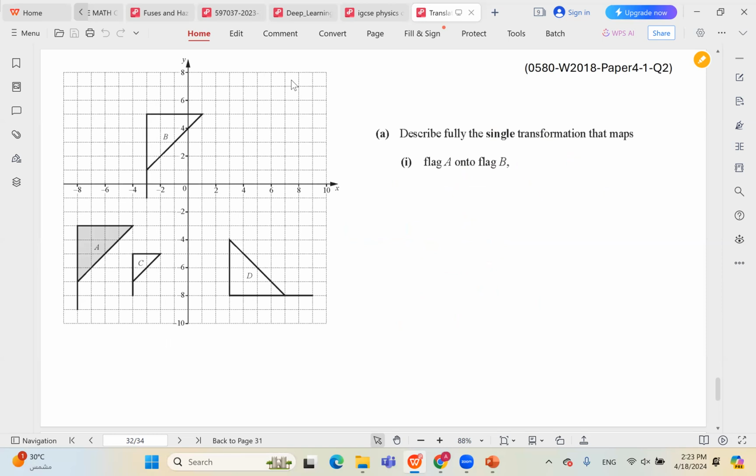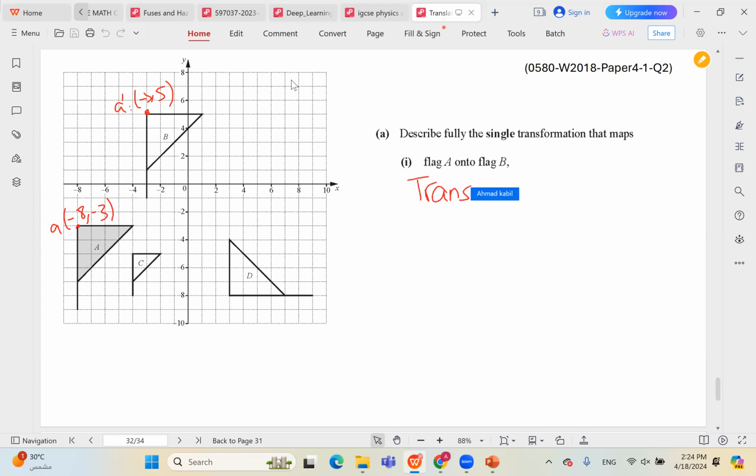For the final question in this video, we want to transform flag A onto flag B. It's the same process again. We just take two corresponding points. Let's call this A, and let's write the coordinates, -8 and -3. And let's take the corresponding point on B. So let's call this A dash here. So this is -3 and 5. And we're going to write translation here.